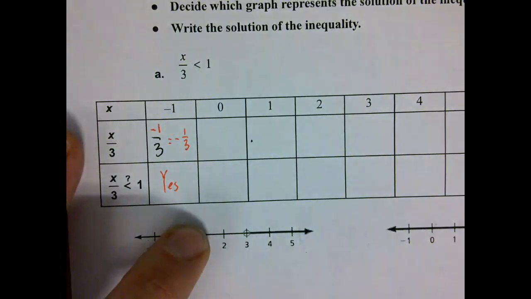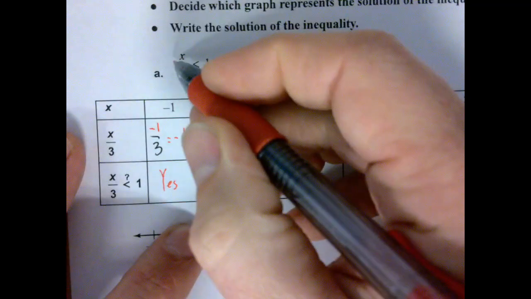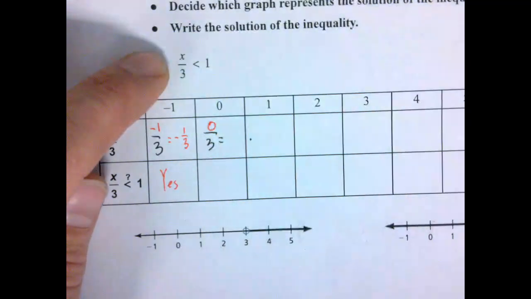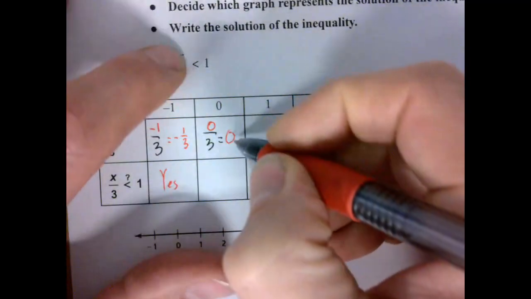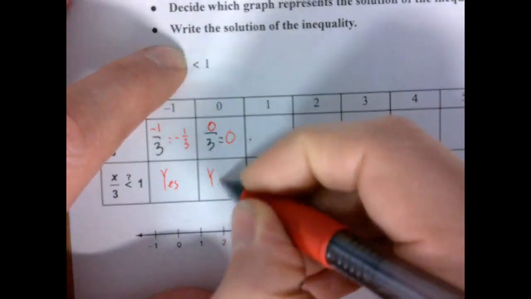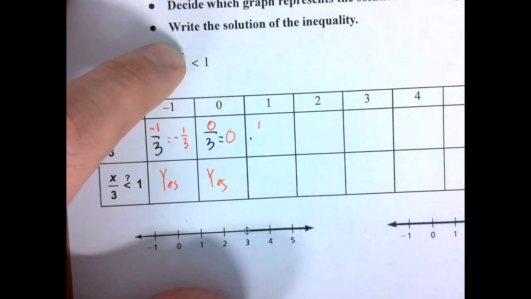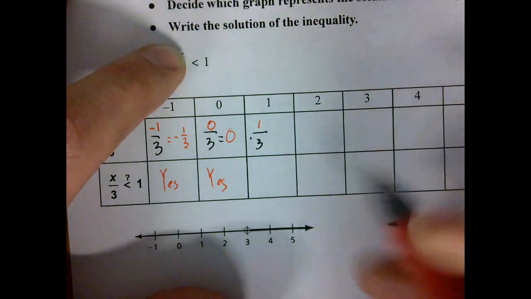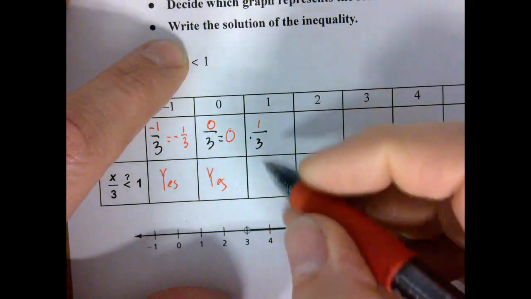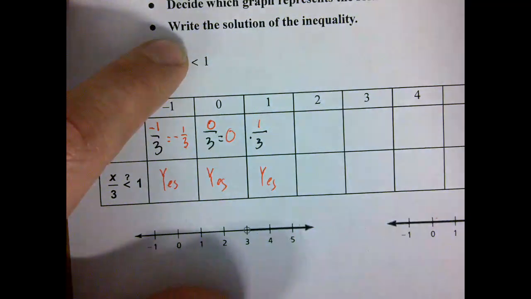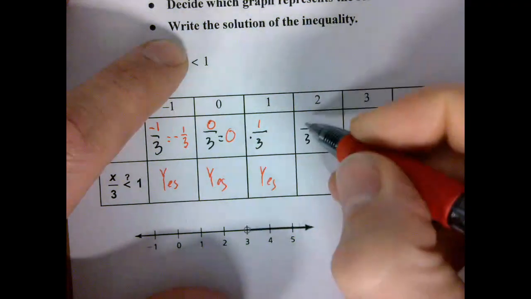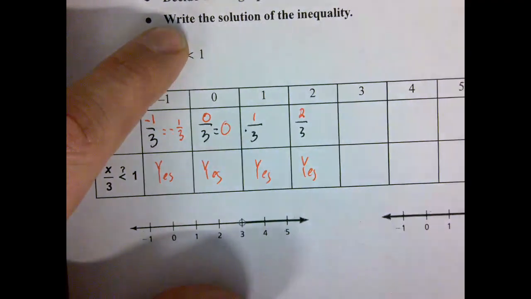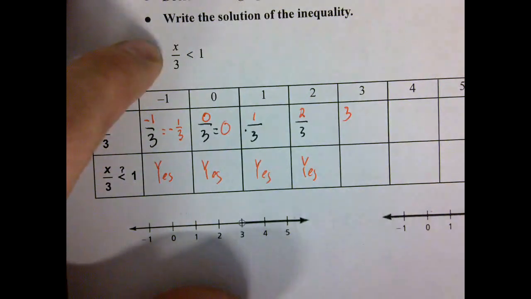Plug in a 0. Plug a 0 in for this x value. So you have 0 divided by 3. That does just come out to be 0. And is 0 less than 1? Yes. We just keep on going. Plug a 1 in. 1 divided by 3, well, that's just 1/3. Is 1/3 smaller than 1? Yes. What about when you plug a 2 in for x? Is 2/3 smaller than 1? Yes.